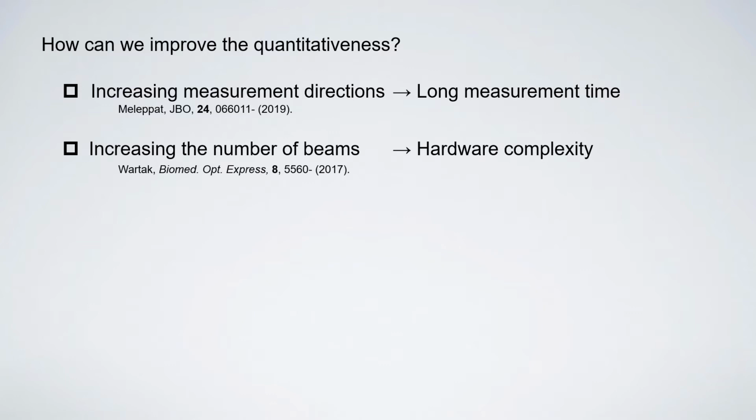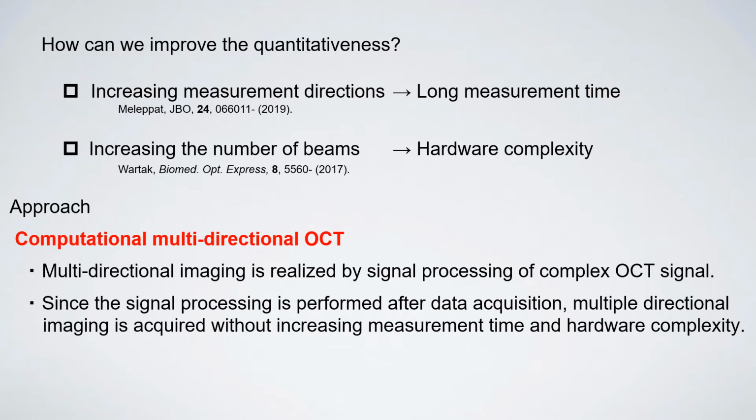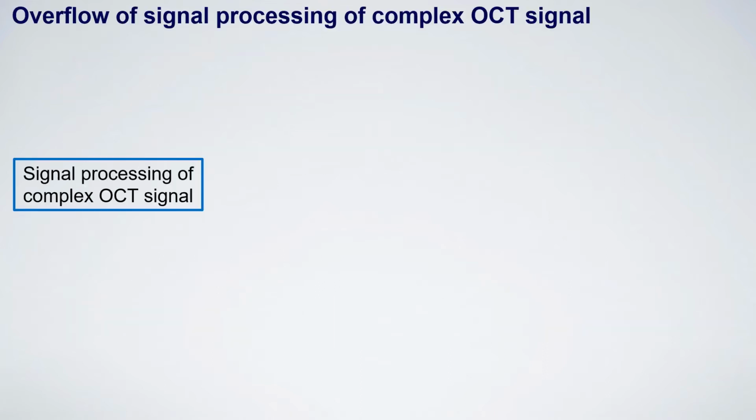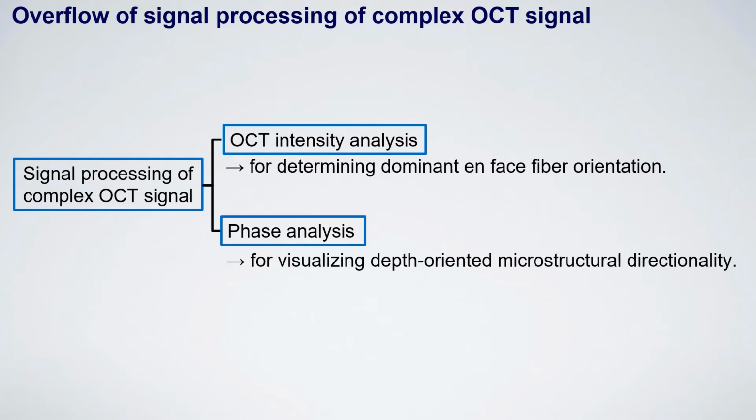To solve this problem, we developed computational multi-directional OCT. In this method, multi-directional imaging is realized by signal processing of complex OCT signal. Since the signal processing is performed after data acquisition, multiple directional imaging is acquired without increasing measurement time and hardware complexity. Signal processing of complex OCT signal is achieved by a sequence of two types of signal processing. At first, OCT intensity analysis is performed for determining the dominant fiber orientation, and then phase analysis is performed for visualizing the depth-oriented microstructure directionality.